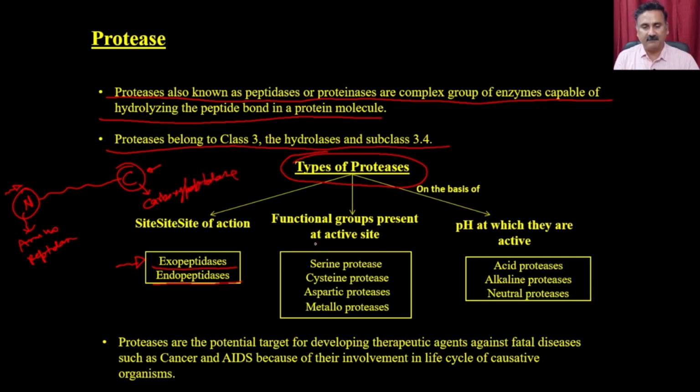Similarly, the amino acids present at the active site have a crucial role in the catalysis. Accordingly, they can be serine protease, cysteine protease, aspartic protease, or metalloprotease. Similarly, by the pH at which they are active, they could be acid proteases, alkaline proteases, or neutral proteases. Acid proteases are active at pH less than 7, alkaline ones at pH more than 7, and neutral ones work at neutral pH. Proteases are a potential target for developing therapeutic agents against fatal diseases such as cancer and AIDS because of their involvement in the life cycle of the causative organisms.